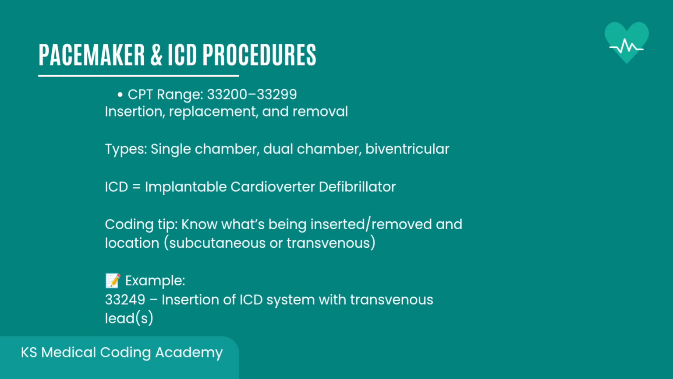Pacemaker and ICD procedures. CPT codes 33200 to 33299 cover pacemaker and ICD procedures. You must identify whether the procedure involves insertion, replacement, or removal, and whether it's a single chamber, dual chamber, or biventricular system. Also confirm whether leads are placed transvenously or subcutaneously.